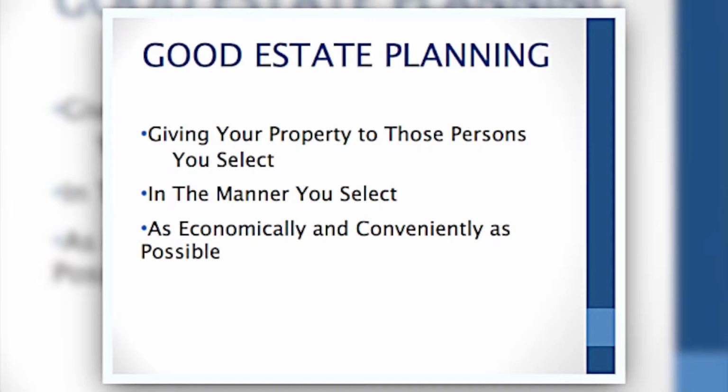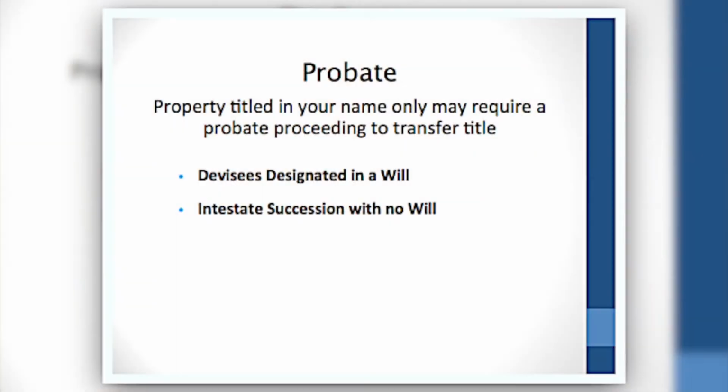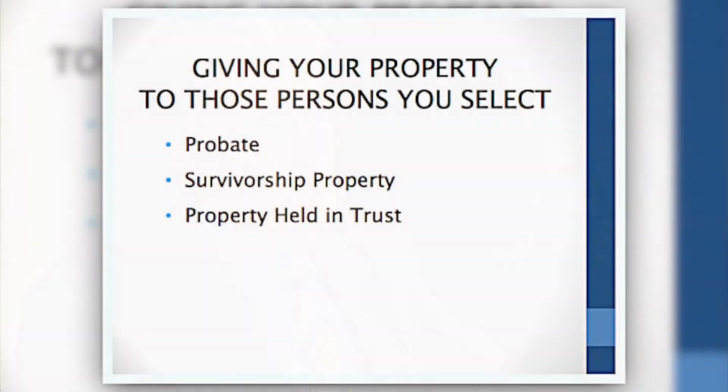First of all, giving your property to those you select. How do you do that? Well, let's talk about how we transfer property. There are three basic ways to transfer property after you die. One is the probate. A probate is a court proceeding that transfers title to your heirs or your devisees, as the case may be. Probate involves any property that you own in your name only. In other words, it's yours only, and when you die, it has to be transferred to someone else through the probate process.